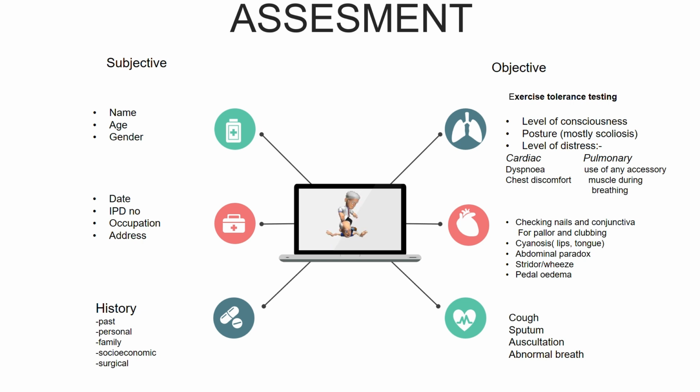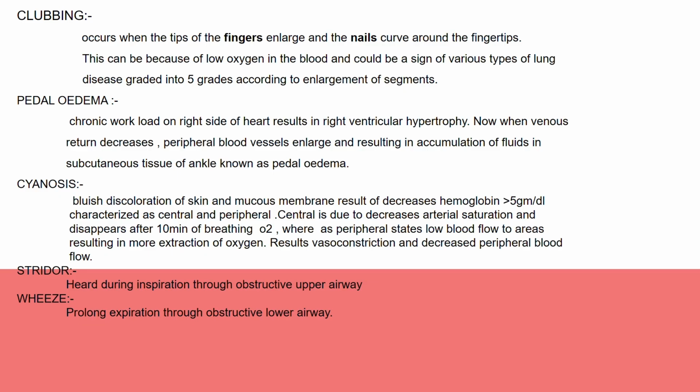So now what happens in clubbing is the tip of the finger near the nail region gets enlarged or swollen, resembling a club. Now what is pedal edema? So it is a swelling present on the foot, ankle or leg. It can be caused by venous insufficiency, severe lung disease and heart conditions.